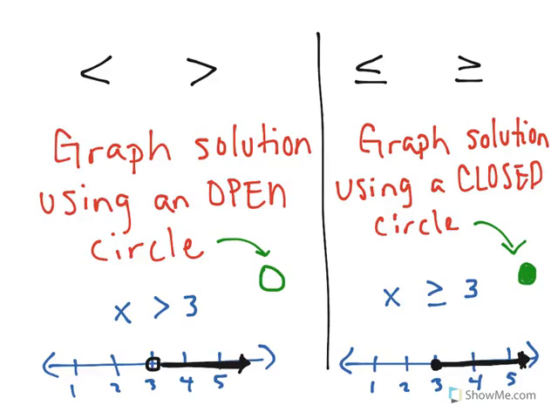So if I have the less than symbol or the greater than symbol, you're always going to graph your solution using an open circle, shown here in the green. So for example, x is greater than 3. I have an open circle on the 3, and all of the numbers to the right of 3 are larger than 3. So my arrow is going to go to the right.